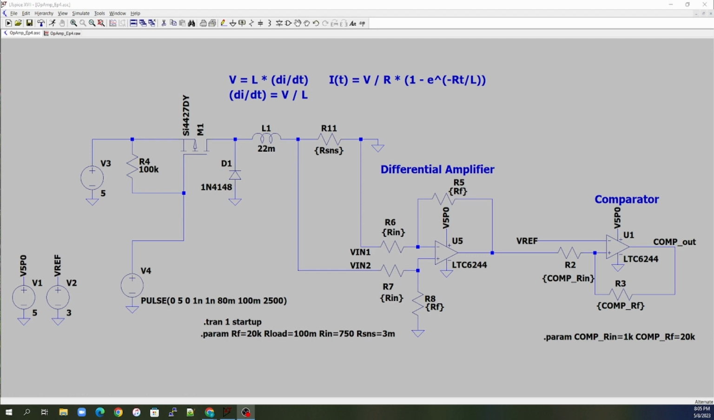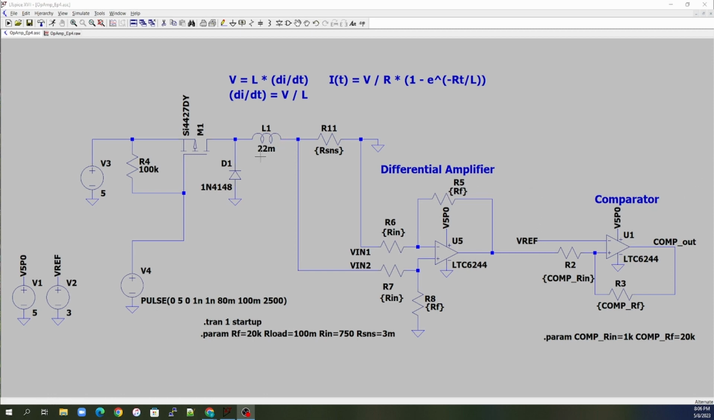Today we're going to continue looking at the op amps. This will be episode number 4. We will be actually looking at another use case for the two op amp arrangements that I've already demonstrated with the comparator and the differential amplifier. In this episode, we're going to take a look at the differential amplifier working together with the comparator.